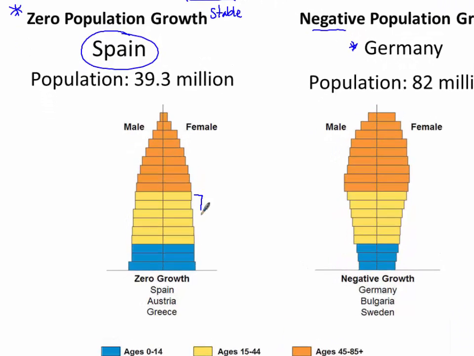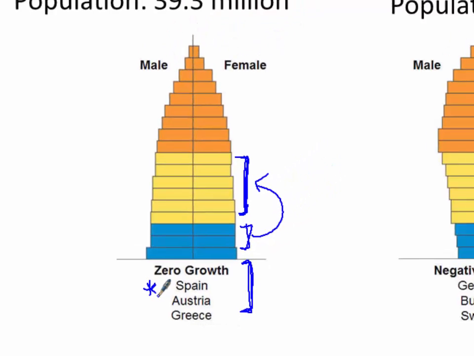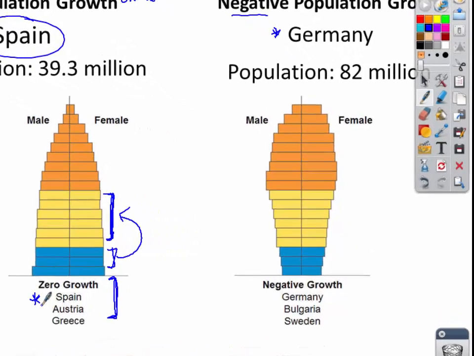What that means is there's the same amount of reproductive people as pre-reproductive. So when pre-reproductive is ready to reproduce, there'll be the same amount again of the next generation of pre-reproductive people. It's a stable population. All right, the populations are not really growing. Spain, Austria, Greece are examples of populations that really aren't growing. They've reached 0% zero population growth. Let's take a look at Germany. Their age structure pyramid.